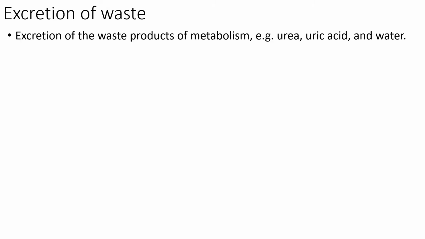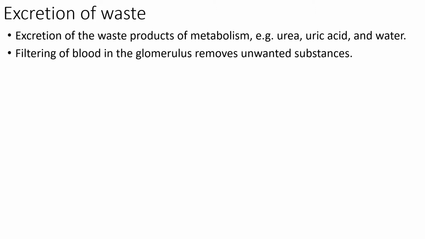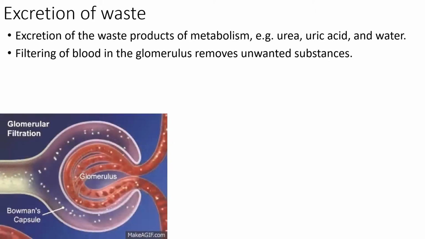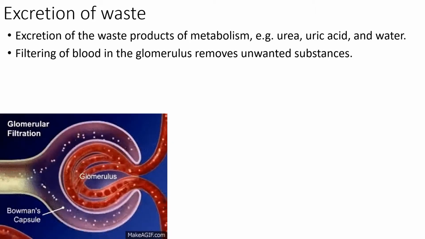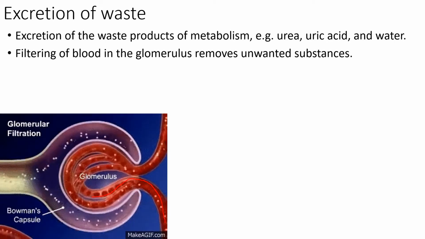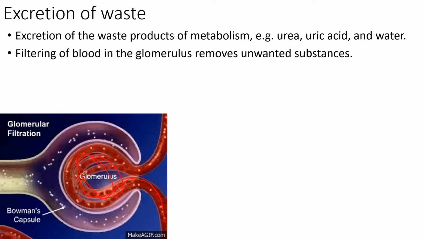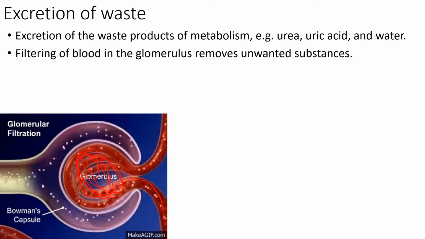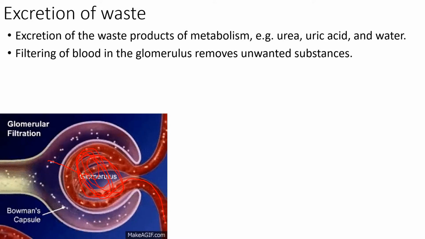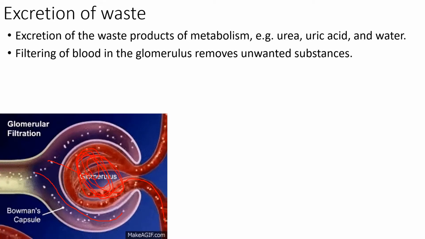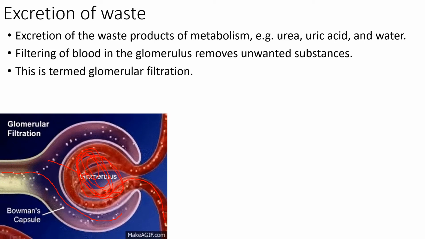So the excretion of waste products from the kidney: the products of metabolism, for example urea, uric acid, and water. It filters the blood in the glomerulus and removes any unwanted substances. You've got an afferent arteriole going in at the bottom there, and it goes through this plexus of little arteries, and the blood's filtered here. Lots of filtrate comes out from the glomerulus and is collected in Bowman's capsule, then off it goes into the rest of the nephron. This is termed glomerular filtration.